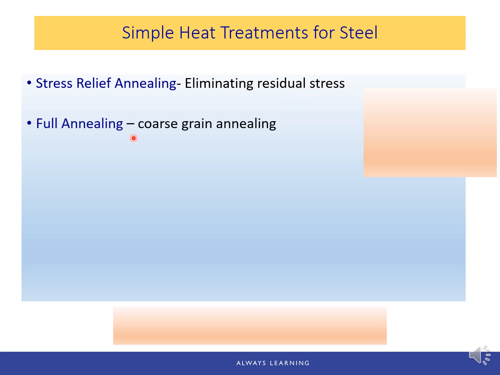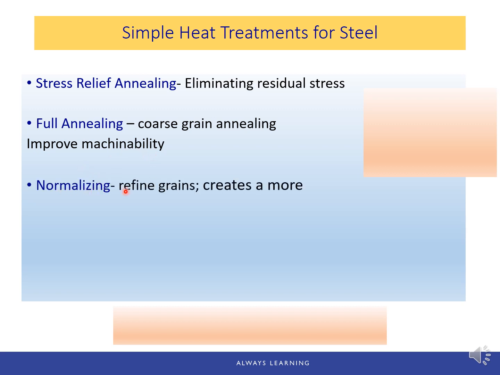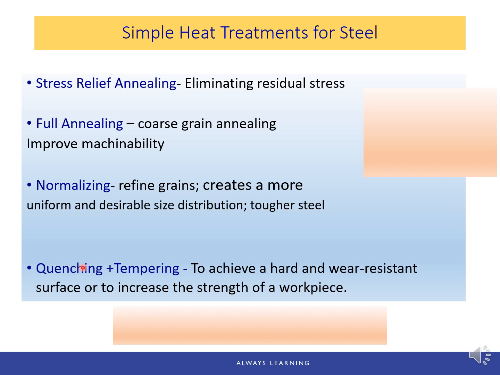Full annealing, which is also called coarse grain annealing, which means to increase the grain size so as to improve the machinability. Normalizing, which is used to refine grains and creates a more uniform and desirable size distribution. The result will be tougher steel. And then quenching plus tempering. Quenching is followed by tempering to achieve a hard and wear resistant surface or to increase the strength of a workpiece.